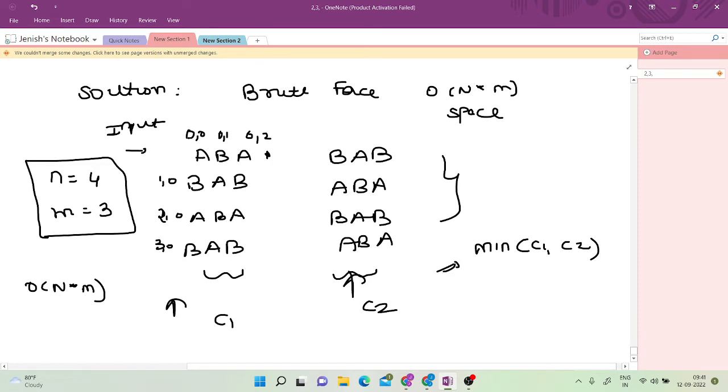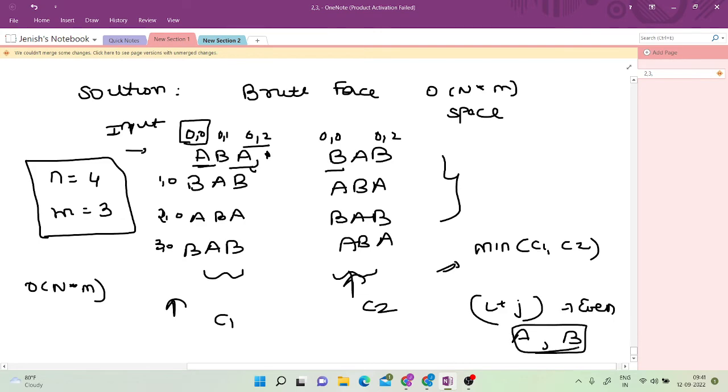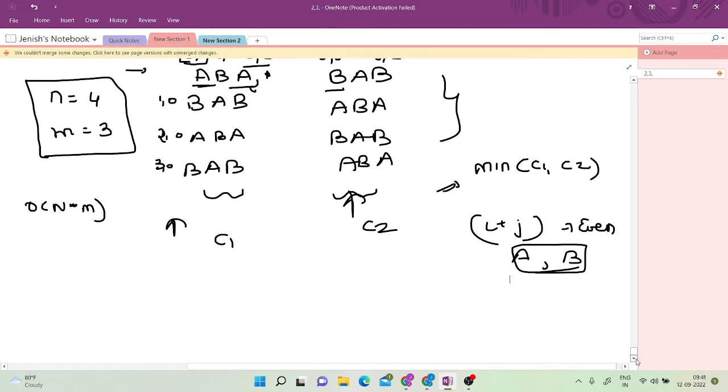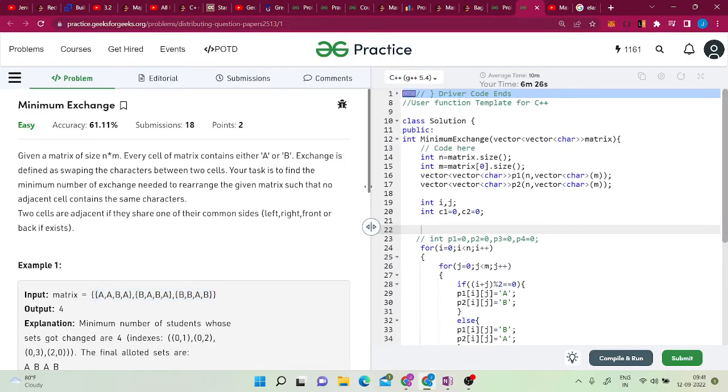So see, I check if i plus j is even, then one time I would place A and another time I would place B. Similarly, you can see 0 plus 2 is even, then I would place A, and for this case 0 comma 0 is B and 0 comma 2 is also B. So one time I could place A and another time I could place B. It is as simple as that. So if i plus j is even, then I place A in the first matrix and B in the second matrix, right? Then I would check the unmatching characters, and that is the number of swappings which would be required. So let me go down to code quickly.